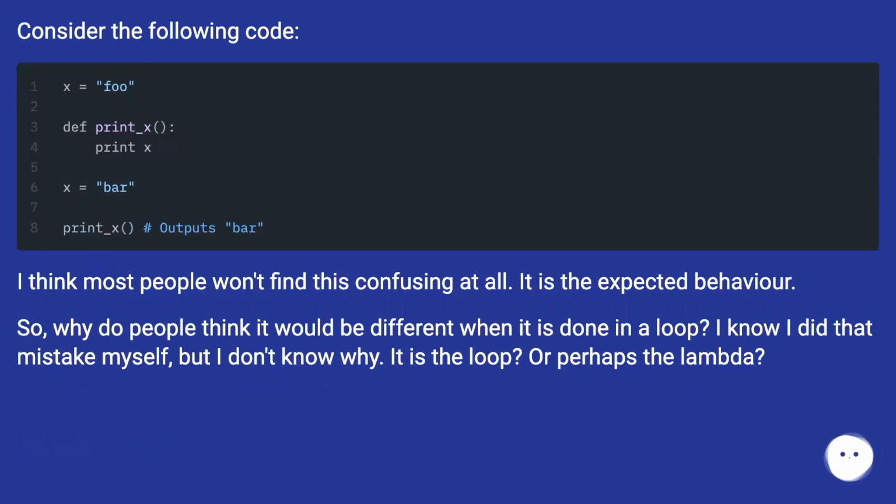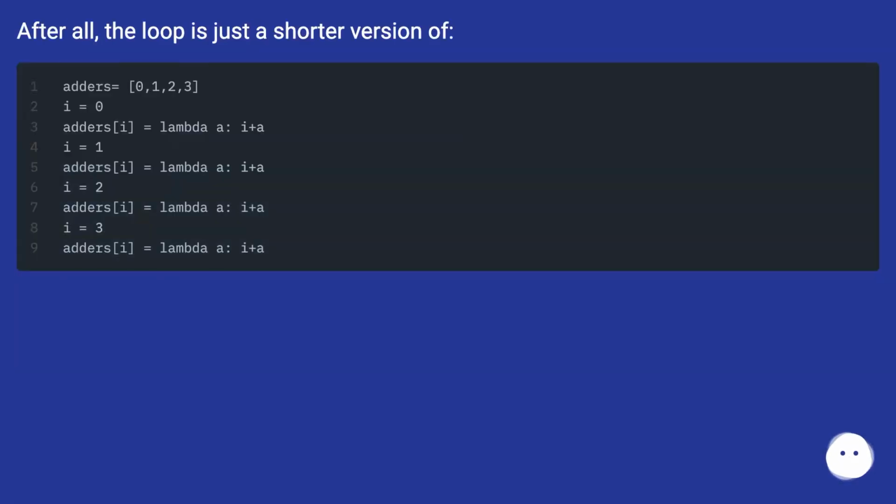Consider the following code. I think most people won't find this confusing at all. It is the expected behavior. So, why do people think it would be different when it is done in a loop? I know I made that mistake myself, but I don't know why. Is it the loop? Or perhaps the lambda? After all, the loop is just a shorter version of this.